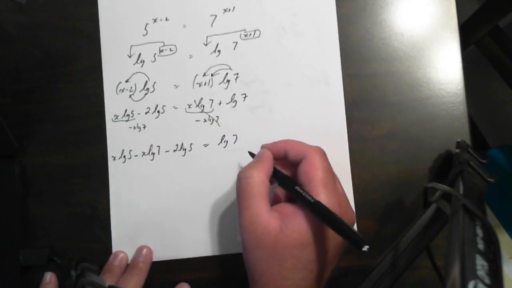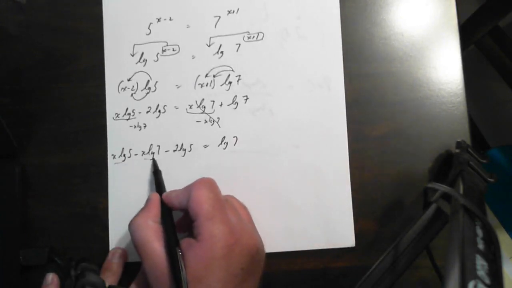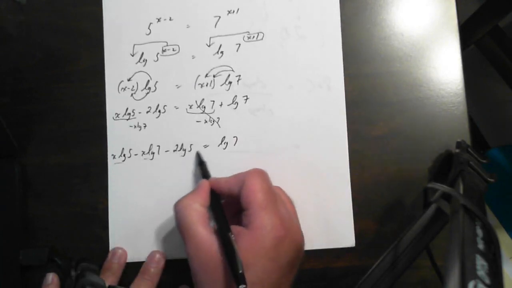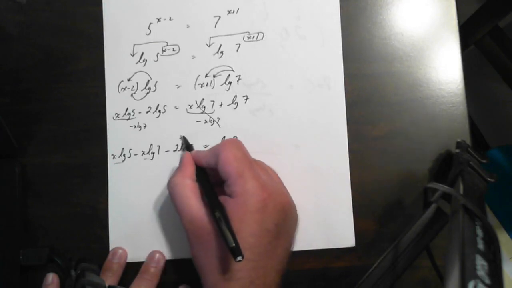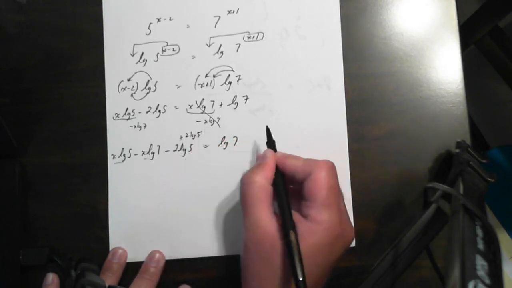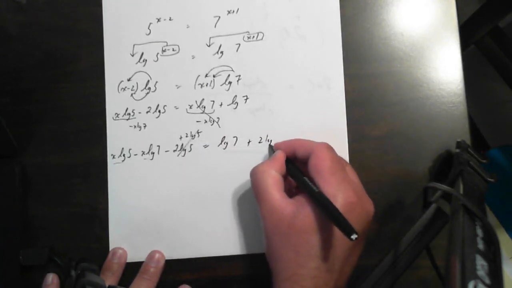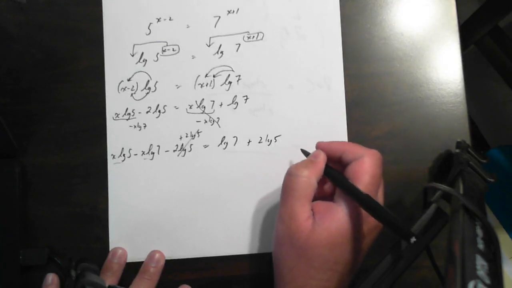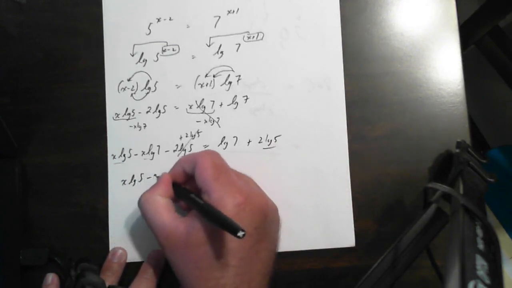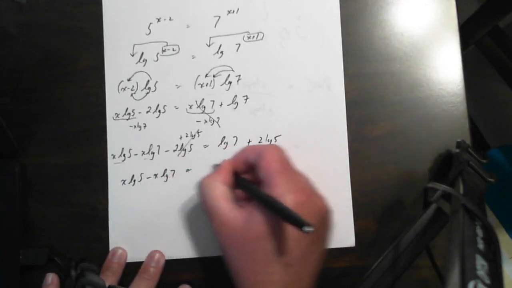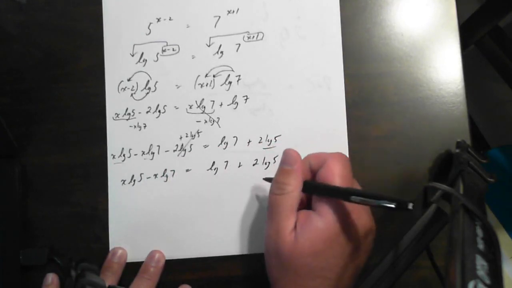Now I need to isolate my variable. I need to get my x terms all alone. These two are on the same side of the equal sign, but this thing doesn't have an x, so I need to get rid of it from this side. It's negative, so to get rid of it, I just add it. So I add 2 log 5, cancels off there. Of course, what I do to one side of the equation, I need to do to the other side, so I add 2 log 5 there. That gives me x log 5 minus x log 7 equals log 7 plus 2 log 5.